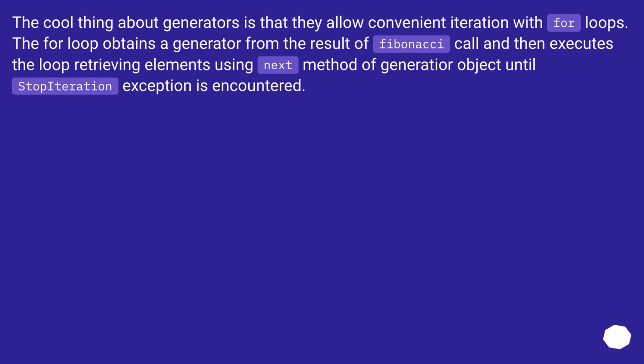The cool thing about generators is that they allow convenient iteration with for loops. The for loop obtains a generator from the result of the fibonacci call and then executes the loop, retrieving elements using the next method of the generator object until a StopIteration exception is encountered.